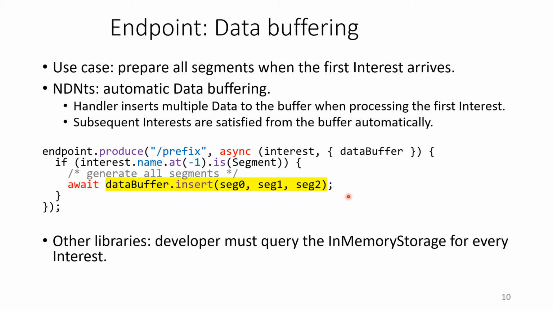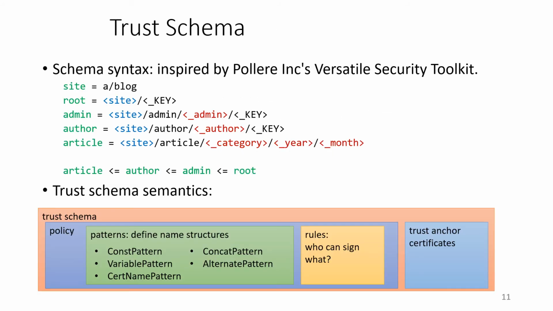In other libraries, you can achieve that with in-memory storage, but the developer must query the in-memory storage for every interest manually. In NDN Community Meeting 2019, Cassie Nichols presented her work on the distributed network measurement protocol. An interesting part of her presentation is the versatile security toolkit, and most notably, an easy-to-understand syntax to define trust schema. So using that syntax, I wrote the trust schema.